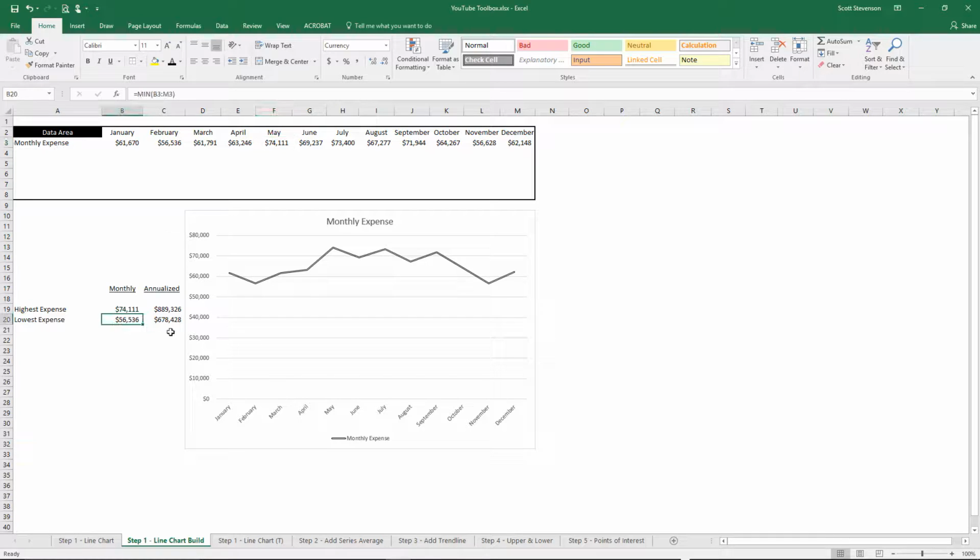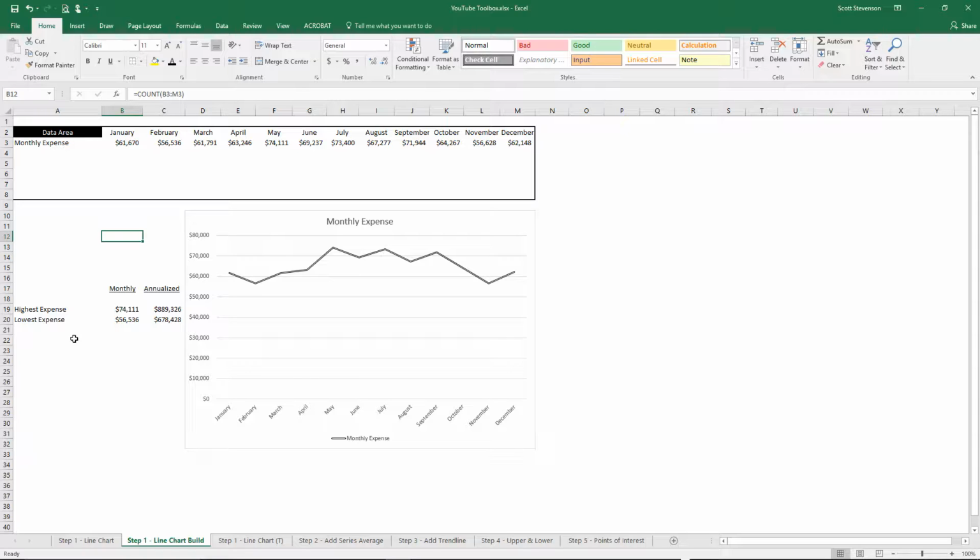To see the min, simply use the min function in Excel, highlight the same range, and ask, what's the lowest number in that entire range? 56. Now, what that's showing is there is quite a range. If we were to have the monthly number of 74,111 every month for the entire 12 months of that particular year, our total cost would be $889,000. At the lowest level is $678. Quite a difference.